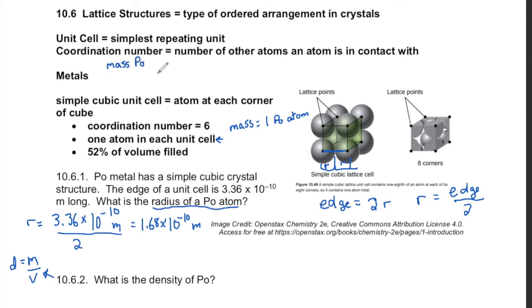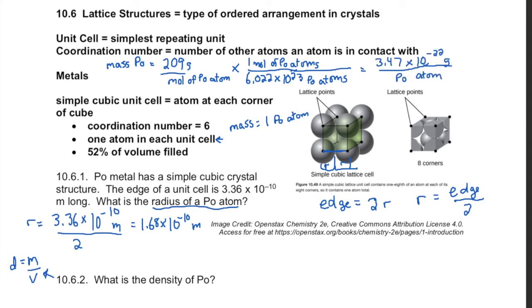So let's figure out the mass of a polonium atom up here. The mass that we know of polonium from the periodic table is that it's 209 grams per mole of polonium atoms. So we know what mass a mole of polonium atoms has. And we also know that 1 mole of polonium atoms is Avogadro's number of polonium atoms. And when we cancel this mole, we come up with 3.47 times 10 to the minus 22 grams per polonium atom. So that is one way to figure out the mass of a polonium atom.